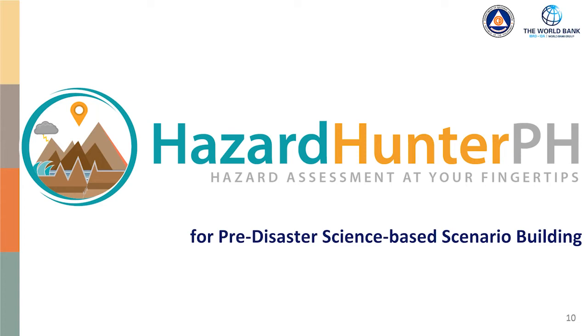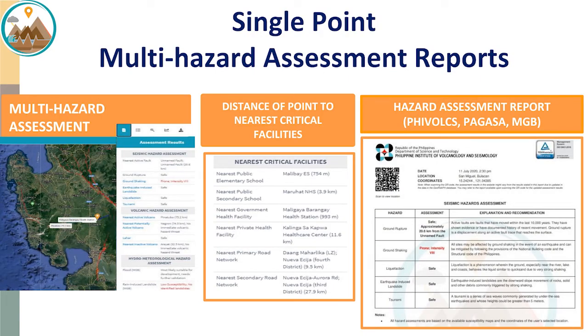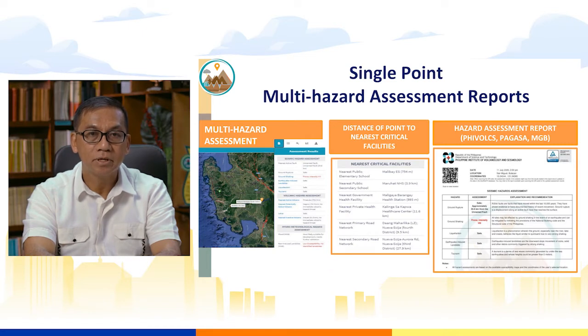Considered as the forefront and darling application of GeoRisk Philippines, Hazard Hunter PH, hazard assessment at your fingertips, has now several features since its launch in 2019. Let me show you some of the salient capacities of the app. One, Hazard Hunter PH can perform multi-hazard assessment using information from the different government agencies. It can generate maps showing the location of the area of interest with respect to the nearest active fault and active volcanoes and nearest critical facilities. It can also generate reports with explanation and recommendations.